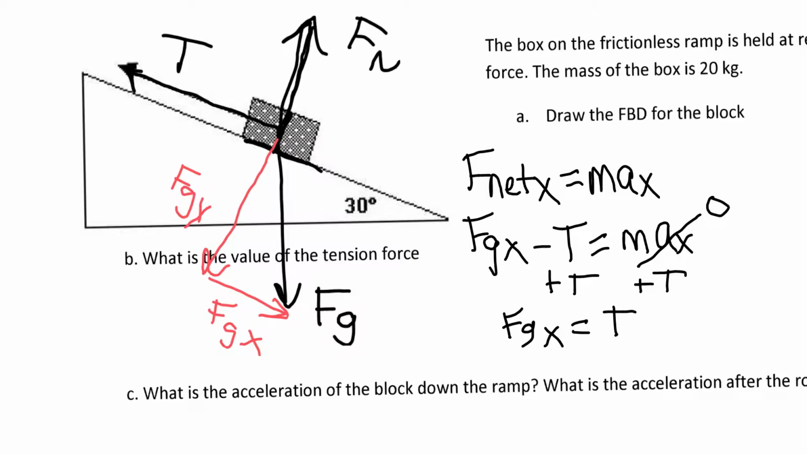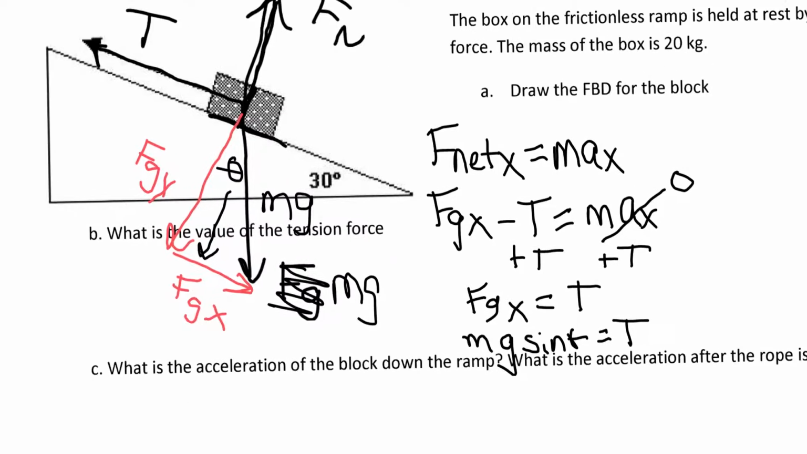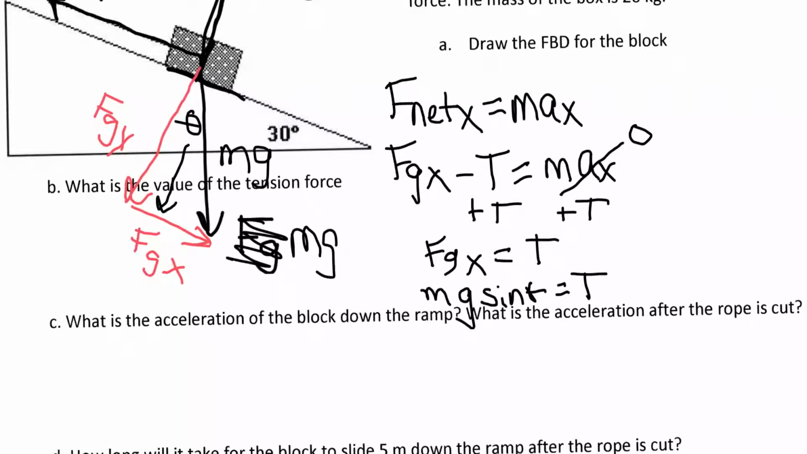Well, we told you Fg is the same thing as mg. So my hypotenuse here is mg. Here's my angle, that's 30 degrees. And Fgx is the opposite side of my triangle. So this is the hypotenuse, which is mg times the sine of theta, equals tension. Once you do the math to that, you're going to get 100. So tension equals 100 newtons.